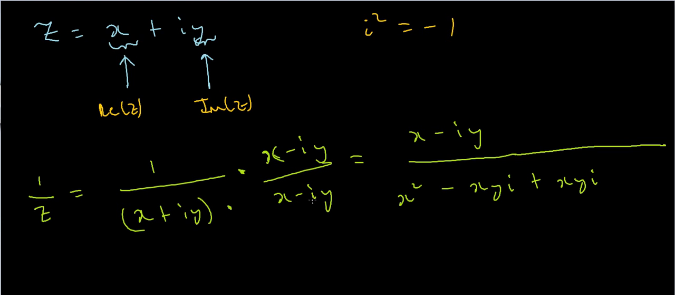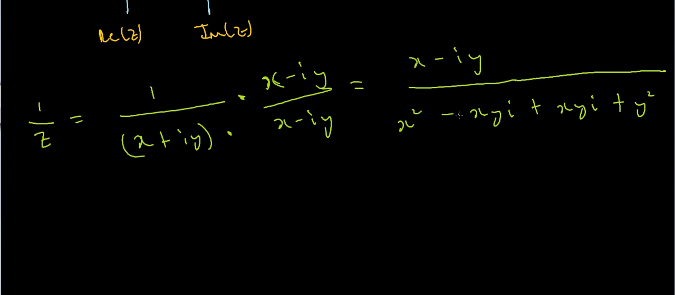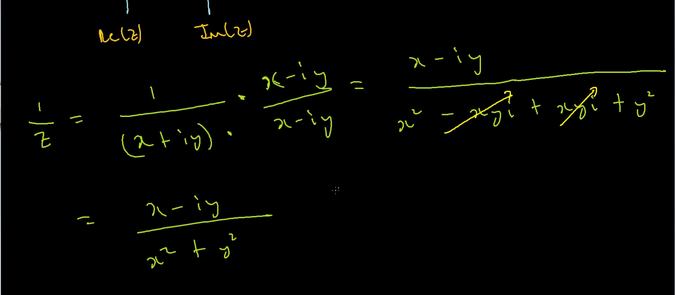Well, i squared is minus 1. So i times minus i is just 1. And y times y is y squared. So this becomes positive y squared. So you notice I've got some cancellation here, namely these two terms. So let's do it in a different color. So these two terms here cancel out because we've got a minus xyi and a positive xyi. So when I simplify this, I get x minus iy divided by x squared plus y squared.